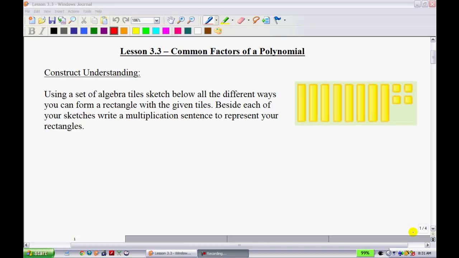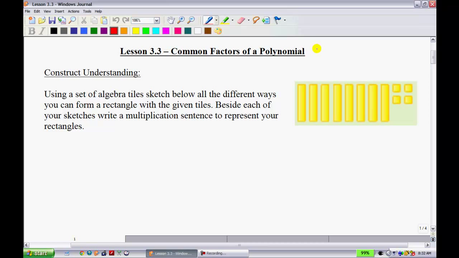Right, lesson 3.3, common factors of a polynomial. In this lesson, what we're going to be using is some of the skills we've learned with the LCM and the GCF, and moving that forward to use it with polynomials. Polynomials, I hope you remember, are basically algebraic expressions that have variables and constants.